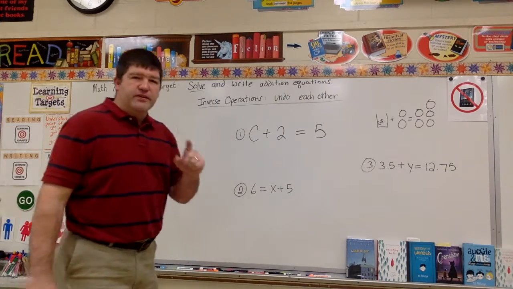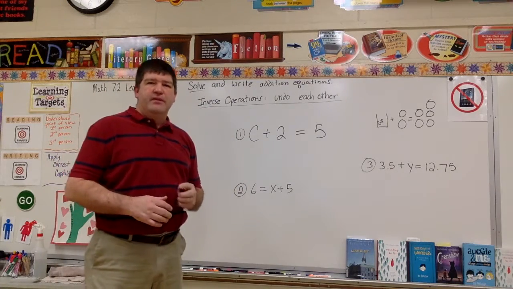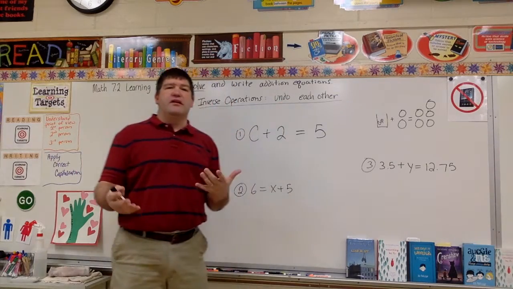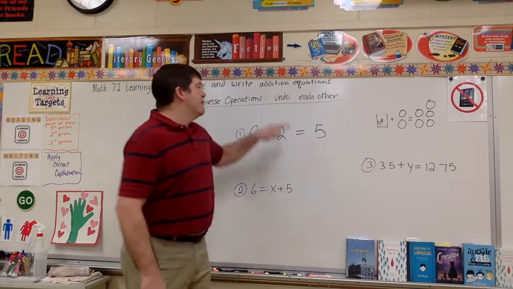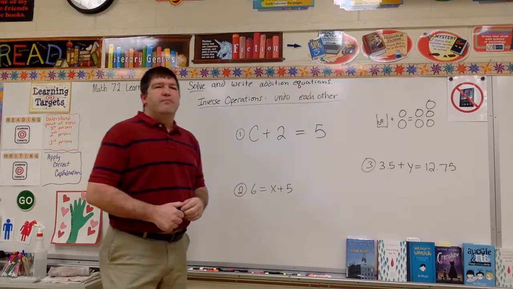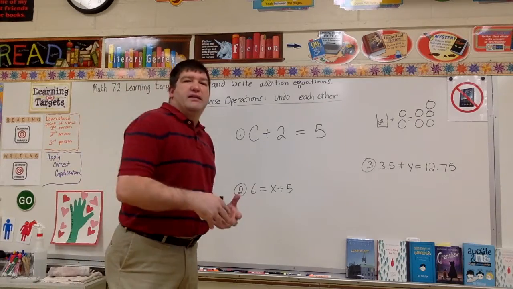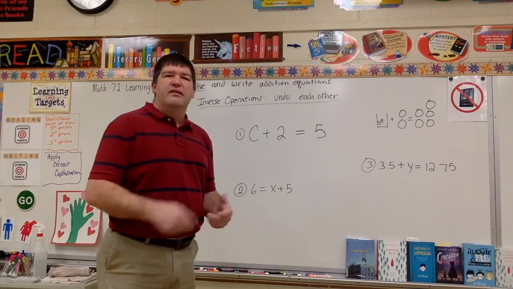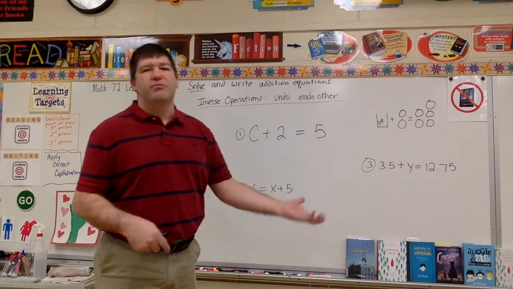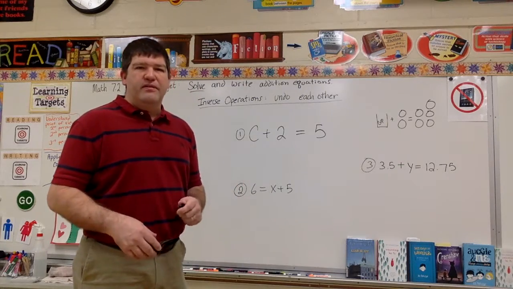All right. The first thing we need to start with is a definition. Inverse operations. Inverse operations are basically operations that undo each other. Basically, it's the opposite. So if you're adding something, you need to subtract it. If you're multiplying it, you need to divide it. If you're dividing it, you need to multiply it. If you're subtracting it, you need to add it. You do the opposite to get rid of it. You want to undo it.